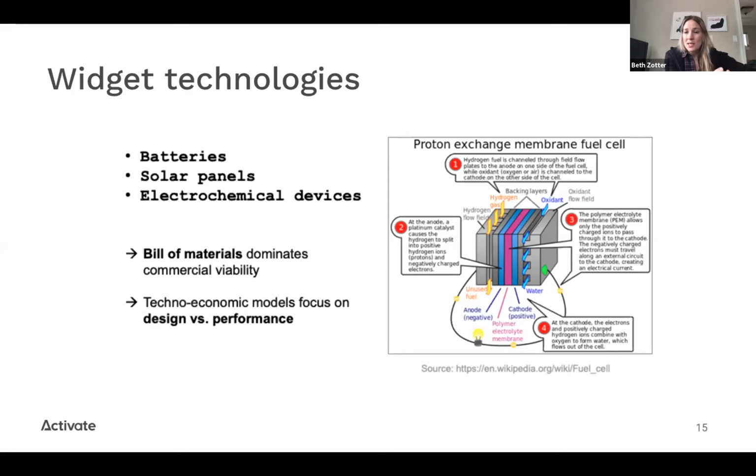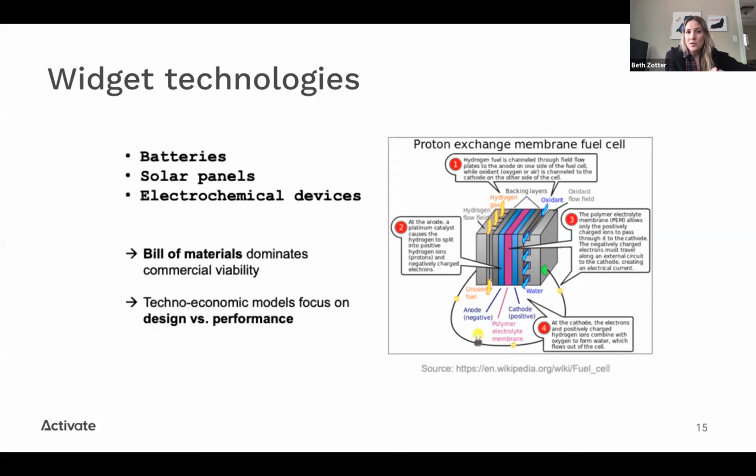And the main type of cost model for those types of technologies is really just a bill of materials. A bill of materials is one thing, right? That's sort of the basic part, but then that's just a cost, right? But then there's the value side of it.